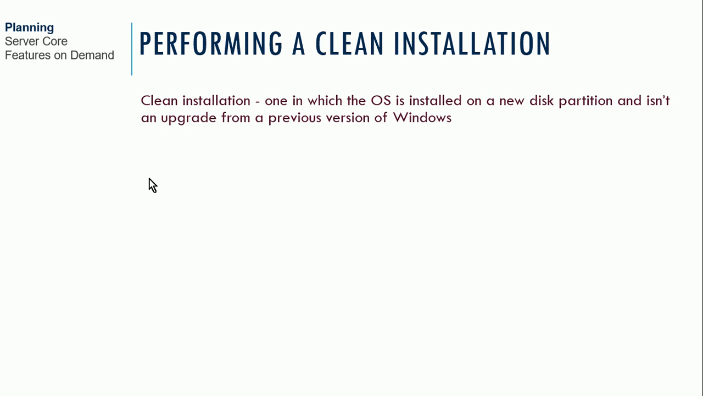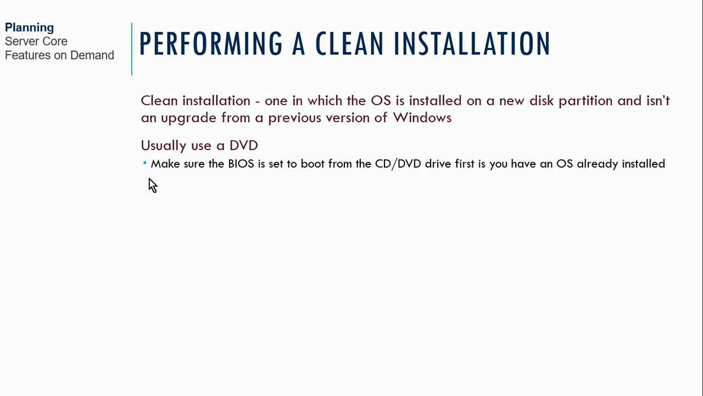So to perform a clean installation, basically a clean installation is where we're installing the operating system on either a new disk or where we have an old disk but we don't care about what's on it. We're just blowing out whatever's on that disk and doing a new installation. So that is a clean installation. Usually you would use a DVD or an ISO if it's a virtual machine, and you'll boot from the ISO or the DVD or CD in order to start the installation.